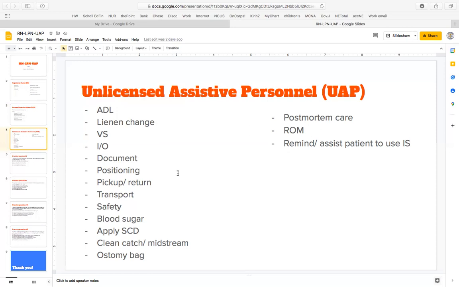And then the nurse says, "This is actually the wrong blood. This is not correct." So then UAP can return that. Same with meds. UAP can pick up and return things.